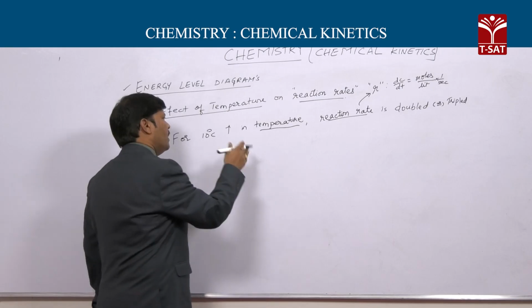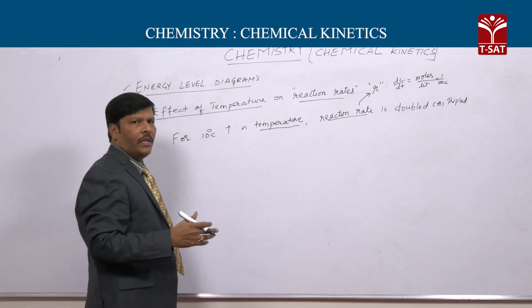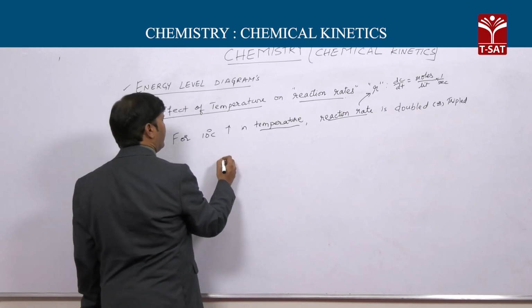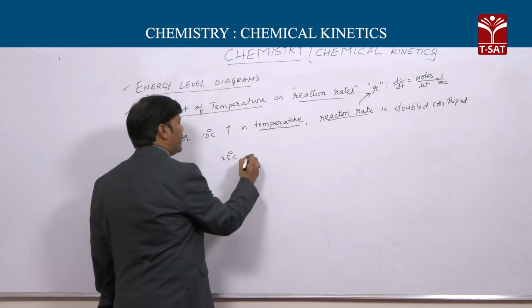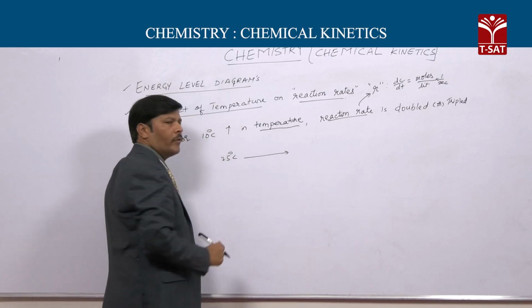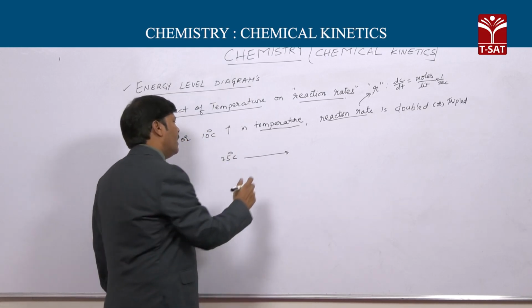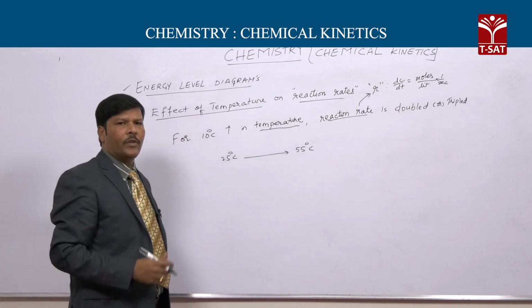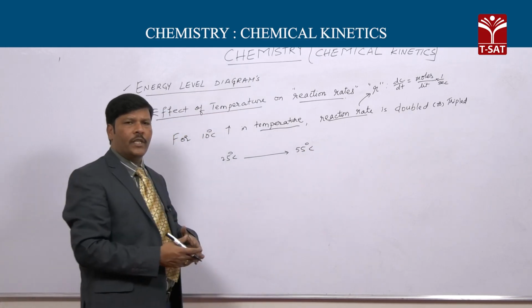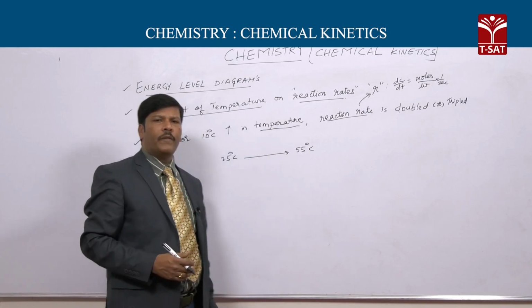Now suppose, for example, let us think that a reaction is starting with a temperature of 25 degrees centigrade. If the initial temperature for the reaction is 25 degrees centigrade, and that reaction is ending at a temperature of 55 degrees centigrade, then how does the rate of reaction change from 25 degrees centigrade to 55 degrees centigrade?